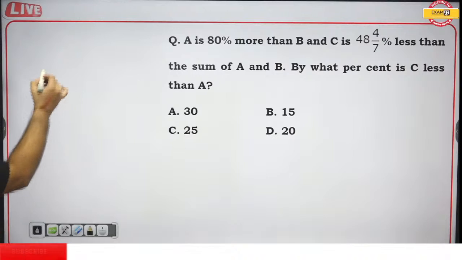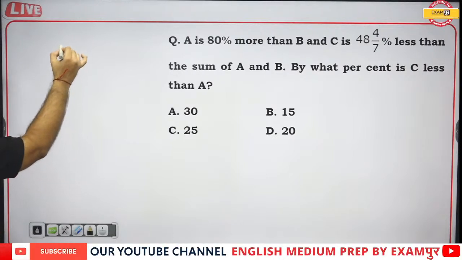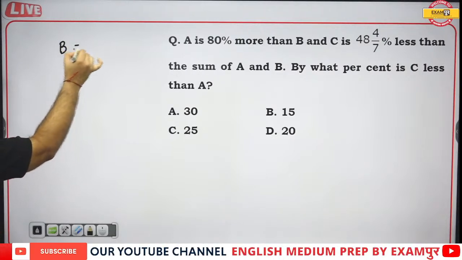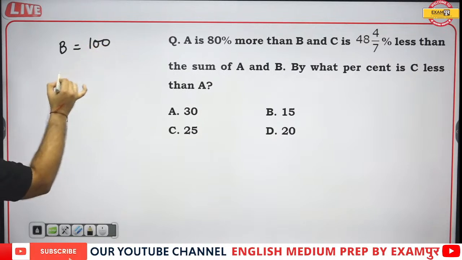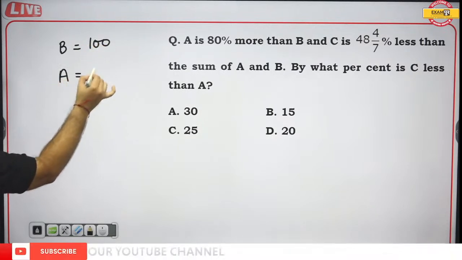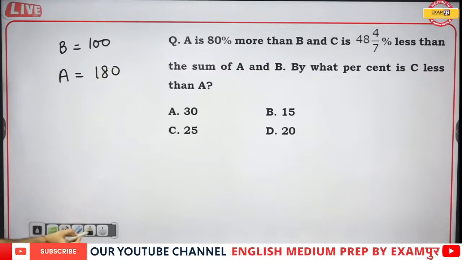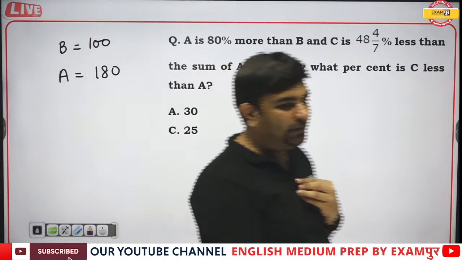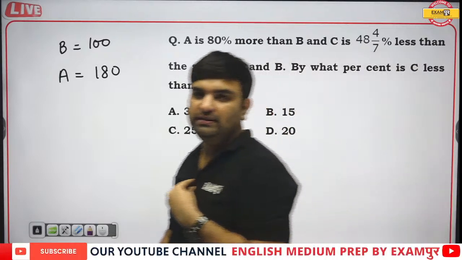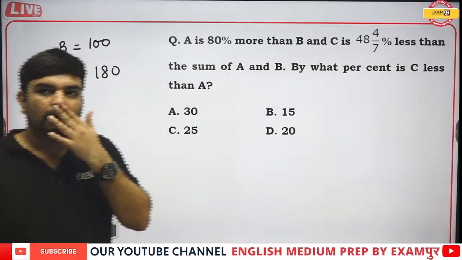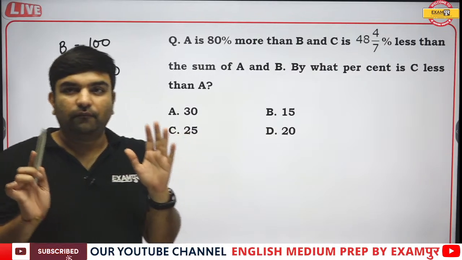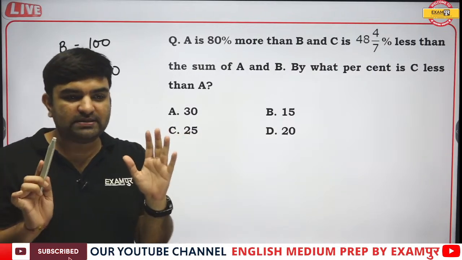A is 80% more than B. So assume B as 100. A is 80% more, so A is 180. Now C is 48 4 by 7% less.